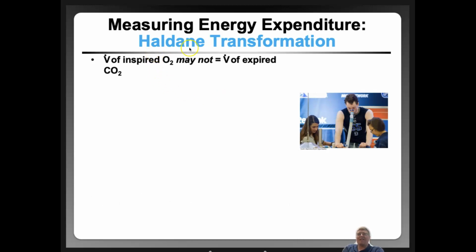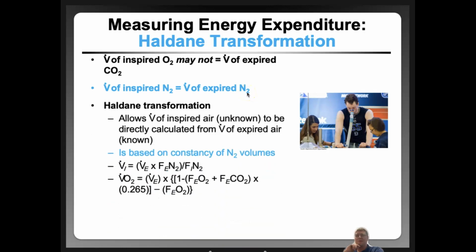So there's another one called the Haldane transformation. The volume of inspired air may not actually equal the volume of expired air. So this one works with the volume of inspired nitrogen versus the volume of expired nitrogen. It's going to be a little more consistent. There's a whole bunch of chemistry there that you don't need to know. Just know that there are calculations to do this. It allows the volume of inspired air to be directly calculated from the volume of expired air. So know that this Haldane transformation is measuring nitrogen. That's what you guys need to know. This is another way of doing that.